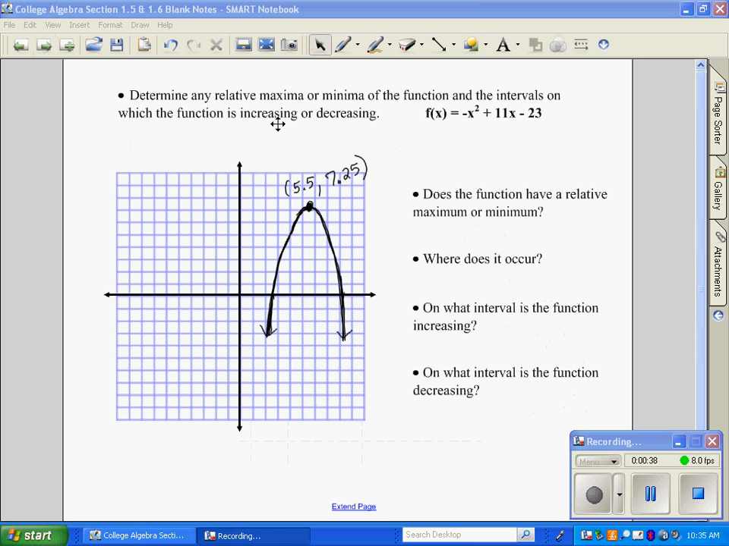Determine any relative maximum or minimum of the function and the intervals on which the function is increasing or decreasing. They give us our function value and the graph of it to the right. The first thing they ask is does the function have a relative maximum or minimum? This graph has a maximum because the vertex point occurs at a maximum value on top. So we're just going to say maximum.